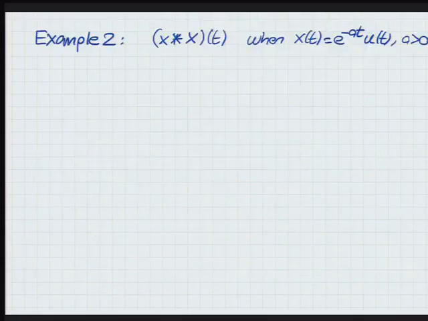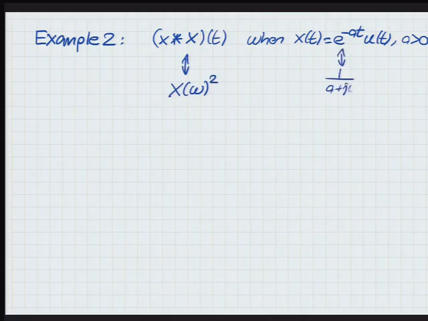So that means the convolution of e to the at u of t with itself, right? Okay, so we again can use the convolution property. That's still correct. So that means this goes with X of omega squared. And what is X of omega? 1 over a plus j omega, right? That's it. So we're looking at 1 over a plus j omega squared. Okay? So now to find the convolution of x with itself, I have to find the inverse Fourier transform of this.